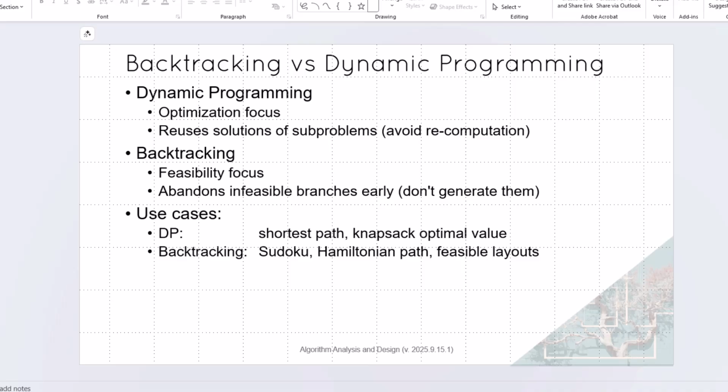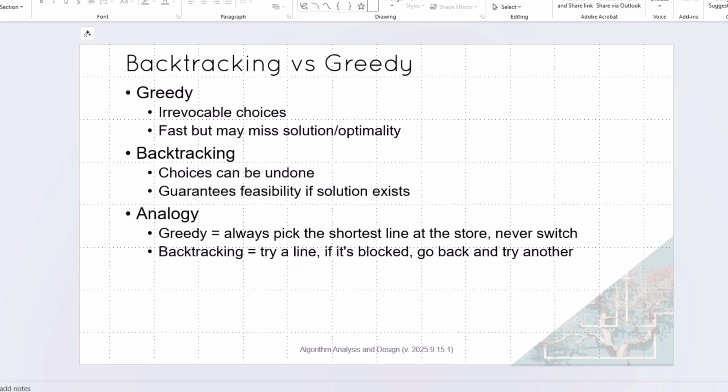Okay, use cases. For dynamic programming, the use cases are typically things like shortest path and the knapsack's optimal value, specifically 0-1 knapsack. With backtracking, we solve things like Sudoku, Hamiltonian paths, and feasible layouts. We'll talk about other applications as well. What about backtracking versus greedy algorithms, which we spoke about fairly recently?